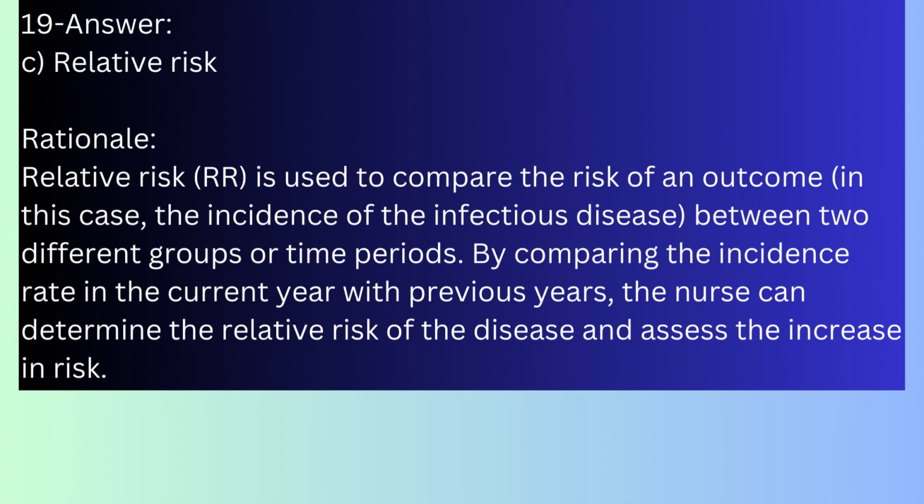Rationale. Relative risk, RR, is used to compare the risk of an outcome, in this case, the incidence of the infectious disease, between two different groups or time periods. By comparing the incidence rate in the current year with previous years, the nurse can determine the relative risk of the disease and assess the increase in risk.